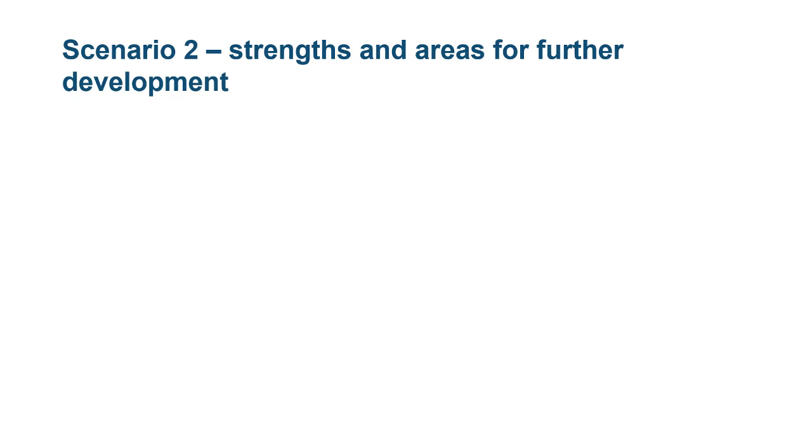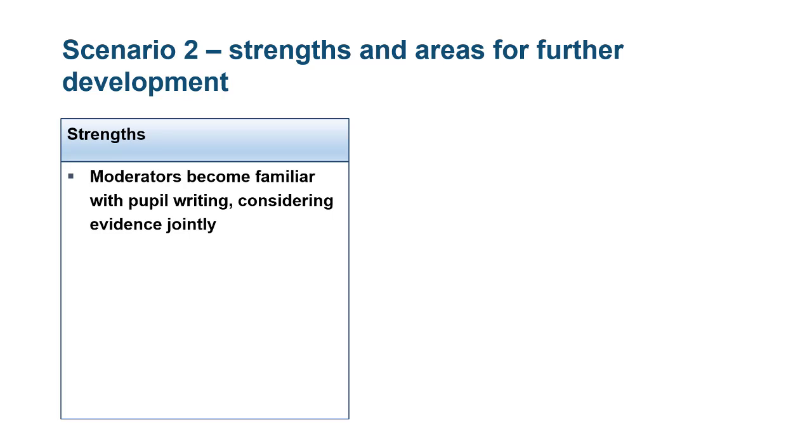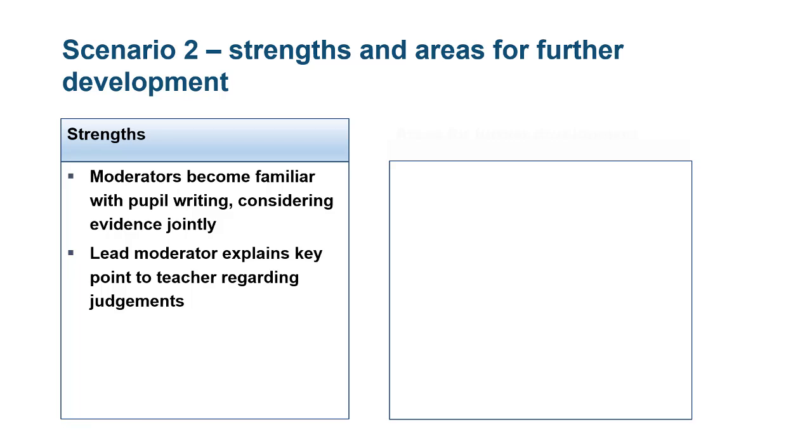Considering Scenario 2, you might have noted some of the following positive features. The moderators take time to read the pupil writing and use the pupil can statements when considering evidence. Before beginning their discussion with the teacher, they reach agreement and are clear about who will be in the lead role. The lead moderator explains the issue that has arisen around the greater depth standard. They also present their conclusions verbally to the teacher within the discussion.